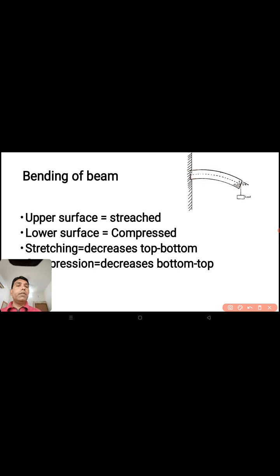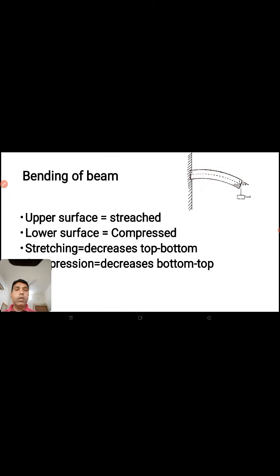Such an axis at the center is called the neutral axis, where there is no stretching and no compression. The stretching decreases from the upper side to the center, and the compression decreases from the bottom to the center. So maximum compression is at the lower end and maximum stretching is at the upper end, according to the amount of load given. This is what bending means.